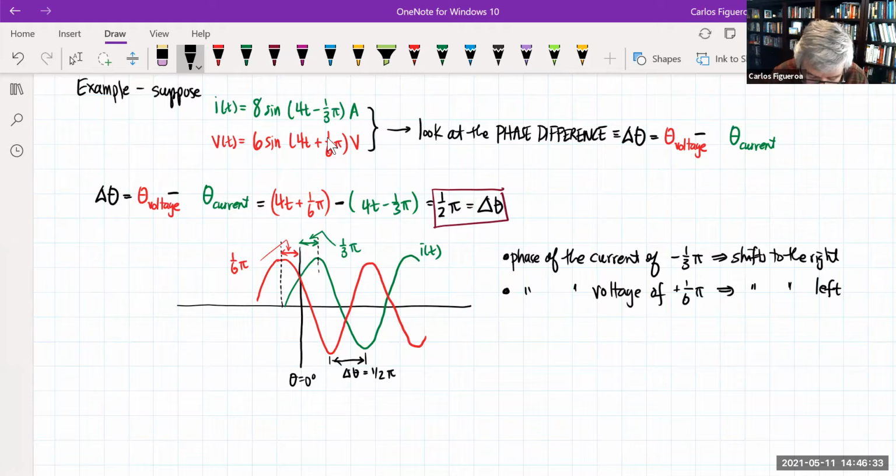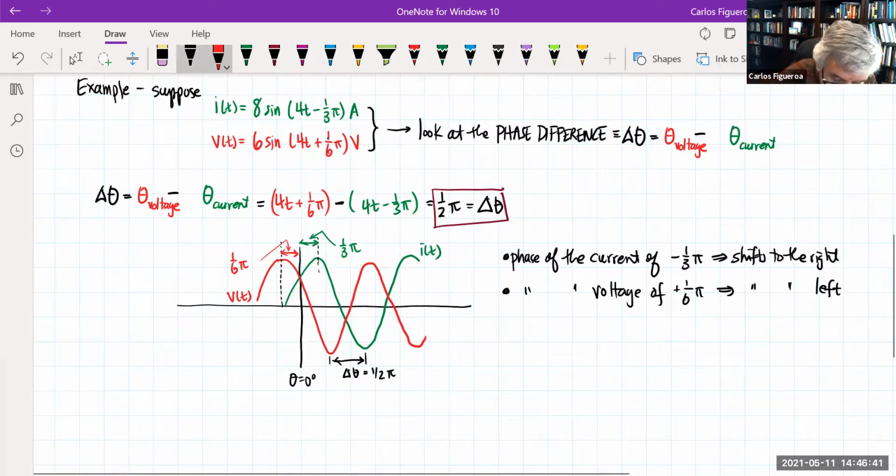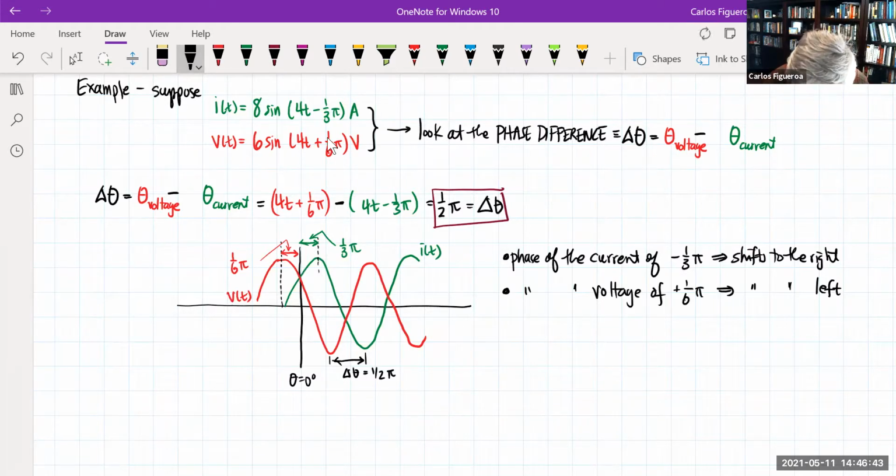So in this case, because the voltage V of t peaks before the current, we say that the voltage leads the current. Okay, we now know that that has to be the case here.